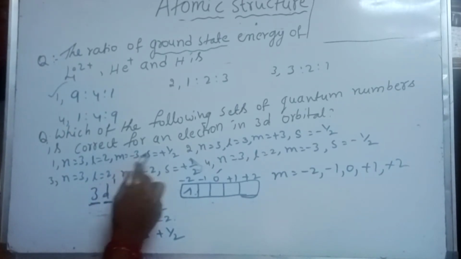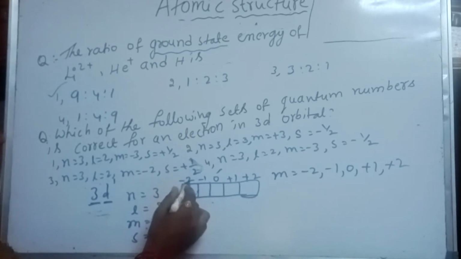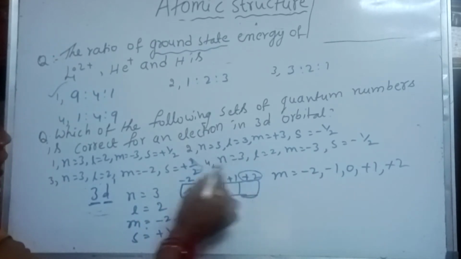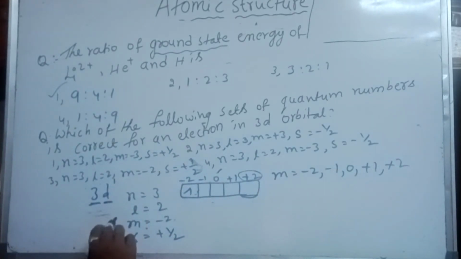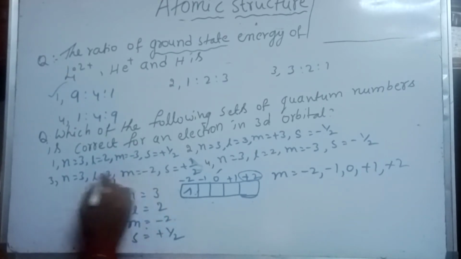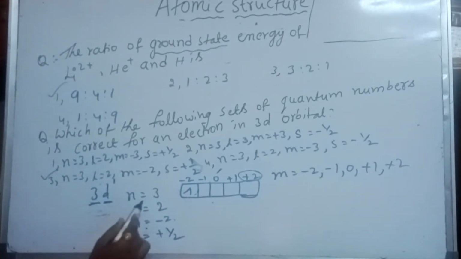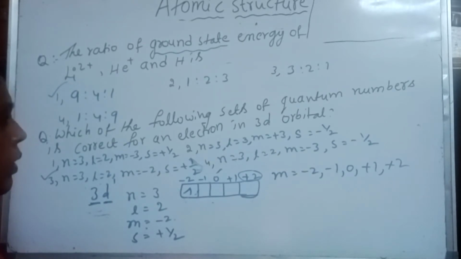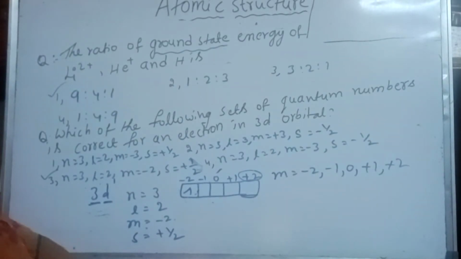So the M value here is minus 3 to plus 3, here minus 2, here minus 3. Actually the maximum value is up to plus 2 only, it does not exceed plus 2. So which one is the correct option here? This one: N is equal to 3, L is equal to 2, M is equal to minus 2, S is equal to plus 1 by 2. Okay.